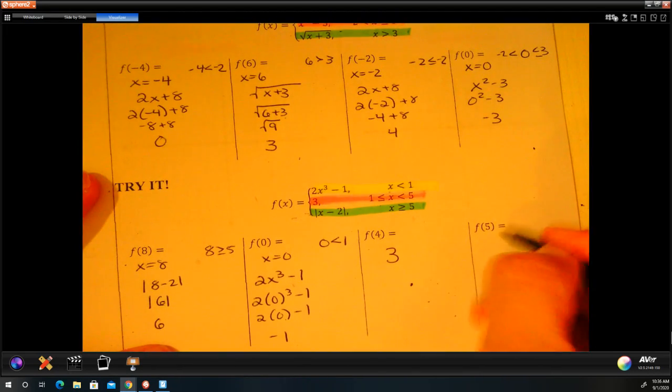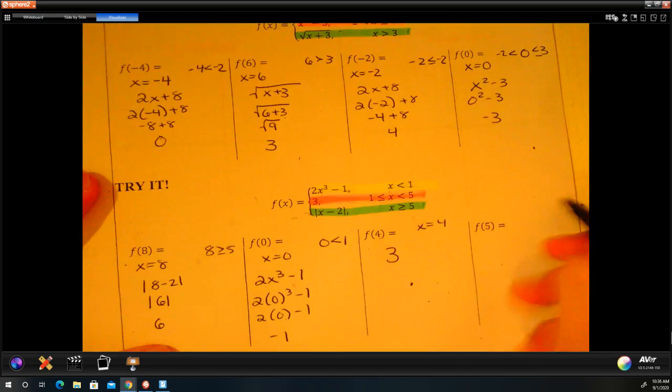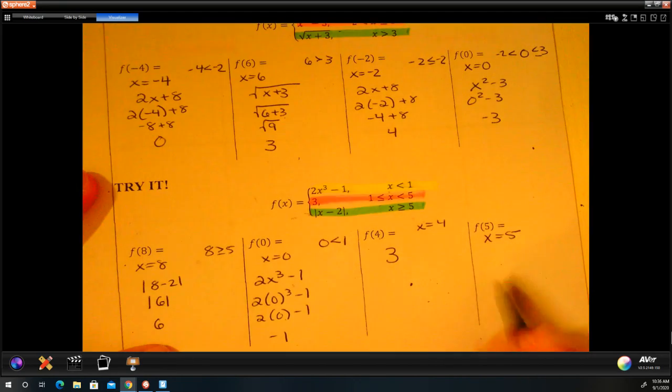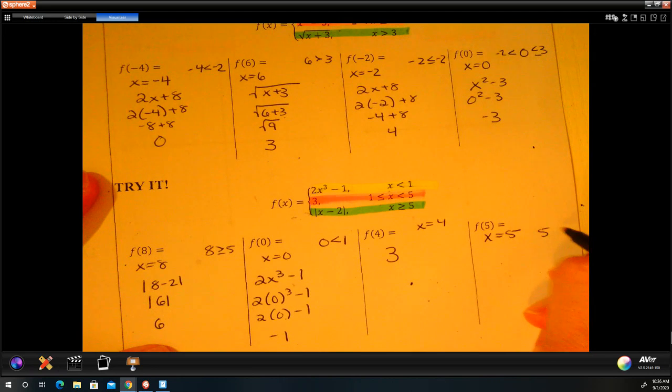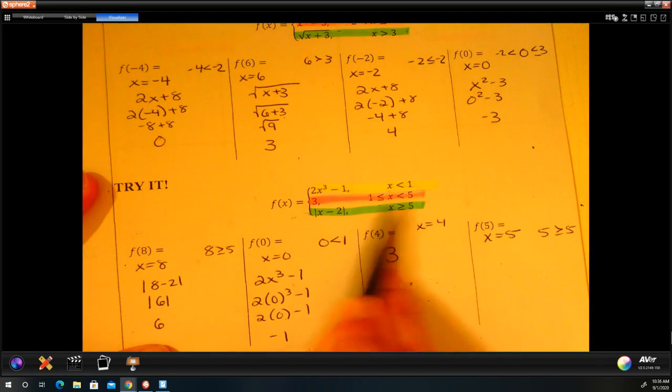F of 5. That was x equals 4. So this is x equals 5. So 5 is greater than or equal to 5. It's not in between here because this does not include the 5. So I'm going to plug it into this third one.